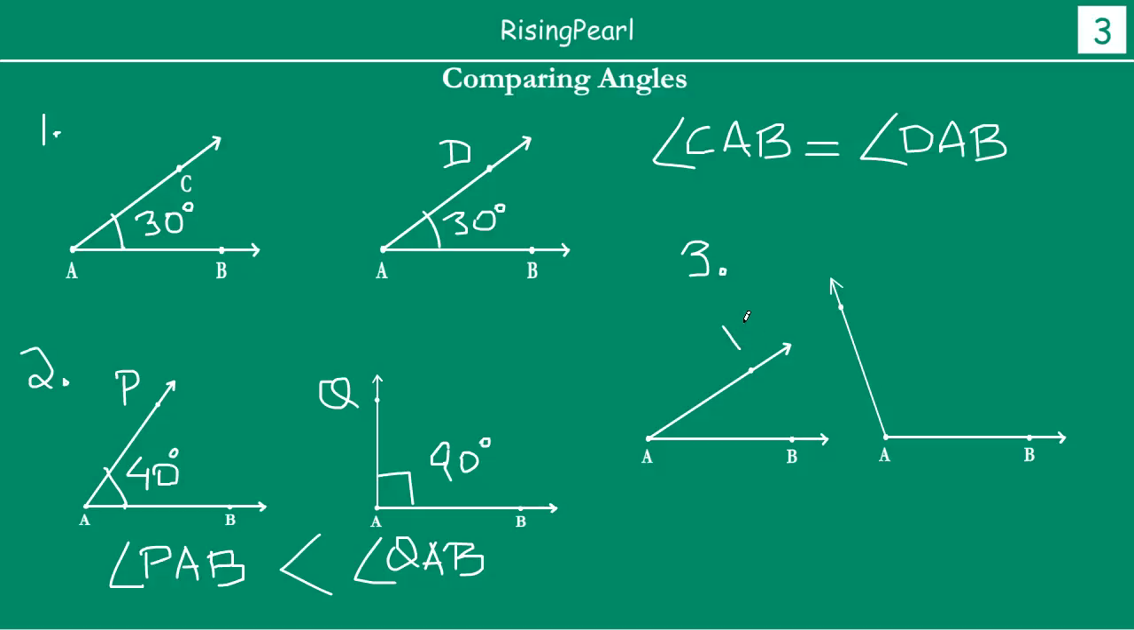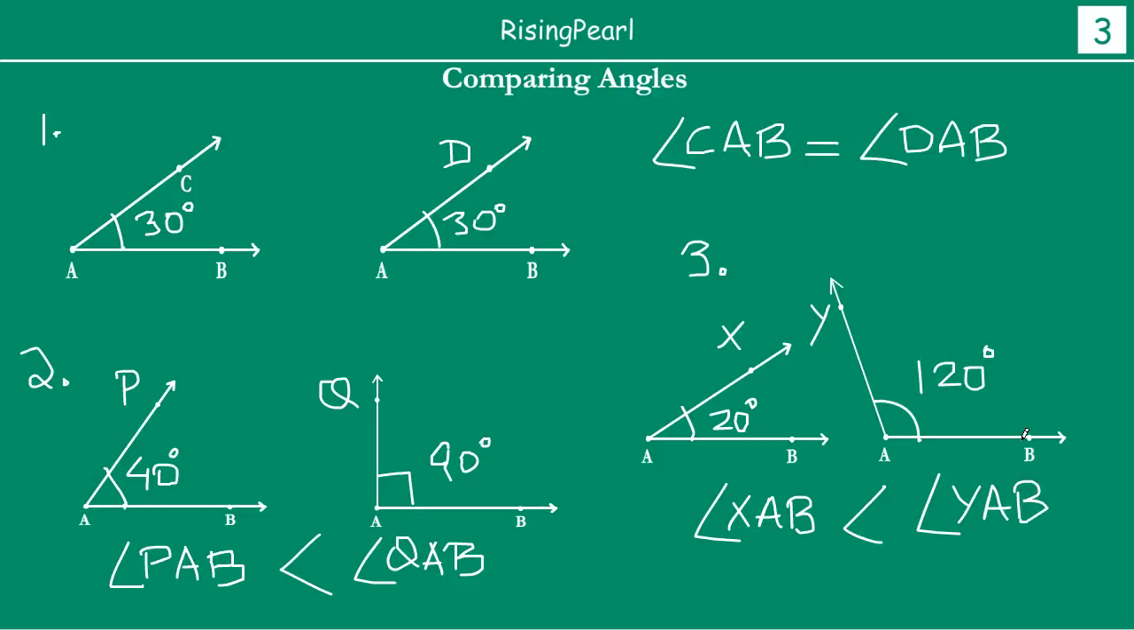let us just say this point is X and this is Y. So we have angle XAB. Clearly this looks like an acute angle. Let's just call this 20 degrees maybe, and this is an obtuse angle, and let's call this maybe 120 degrees. So here angle XAB is less than angle YAB.